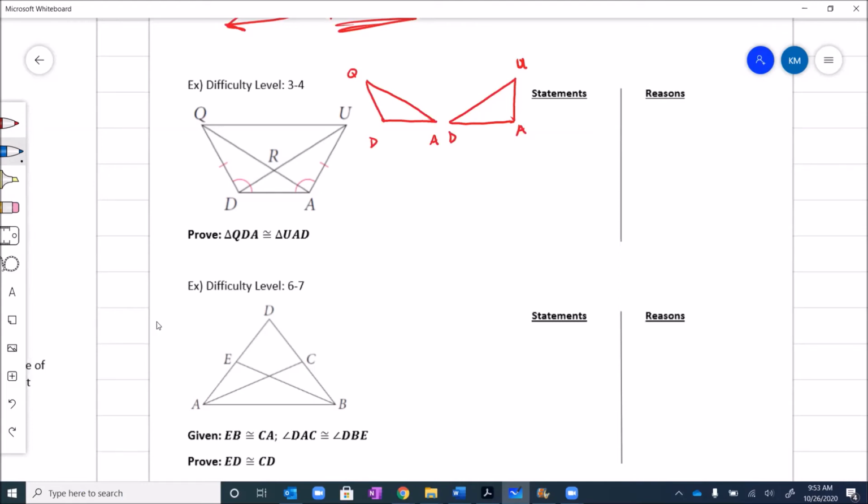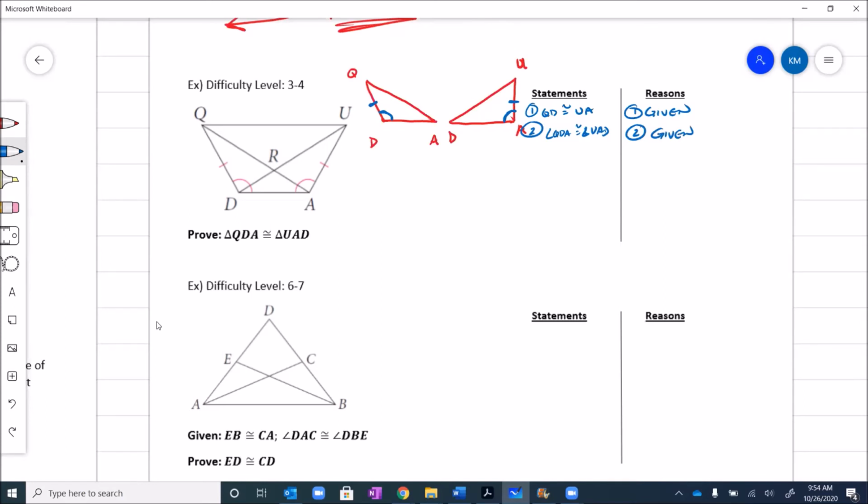So the given information that we want to make sure that we start with and use, they told us that QD and UA are congruent. QD is congruent to UA. And that was given information. Remember, it was given to us because of the diagram, not because of a given statement. Another piece of given information, they told us that angle QDA is congruent to angle UAD. QDA is congruent to UAD, also given. All right, so both of those.